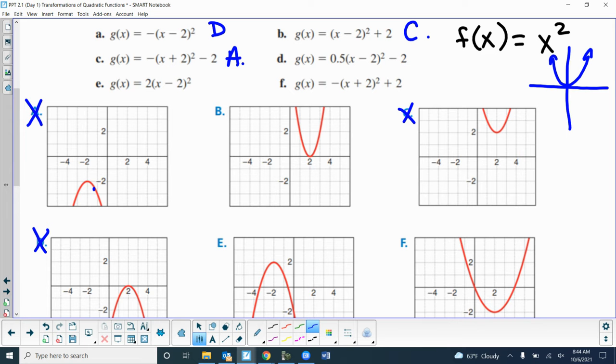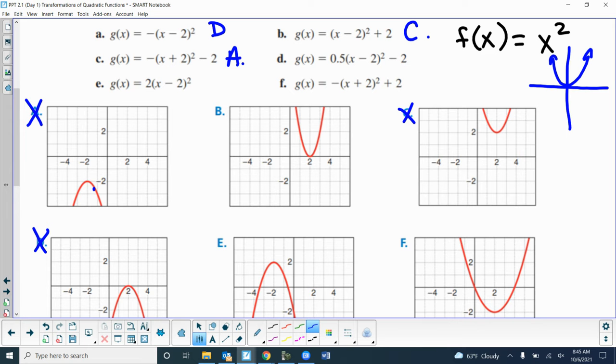The vertical what? If it's 1/2, that's 0.5. Is that a compression or a stretch? It's a compression, right? So it's going to make it a little fatter vertically, so they're going to push it down. It's not any negative, so it still goes up.